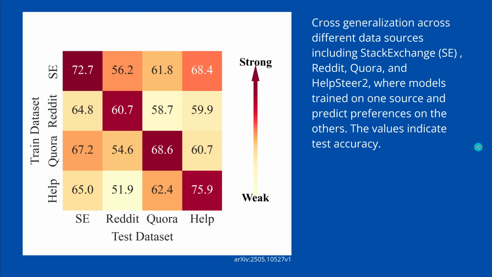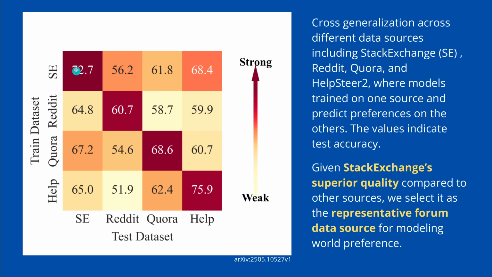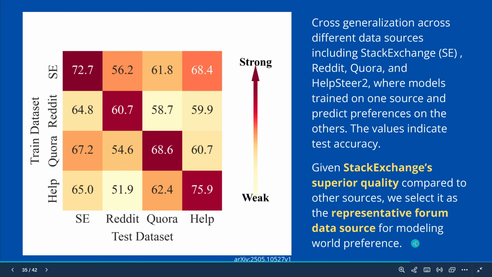So, okay, I understand exactly what they tried to achieve. They went to a global platform and had a look at this and trained on those. And they analyzed the quality and everything. They said, given Stack Exchange's superior quality compared to other sources, we selected it as the representative forum data source for modeling the world preference.